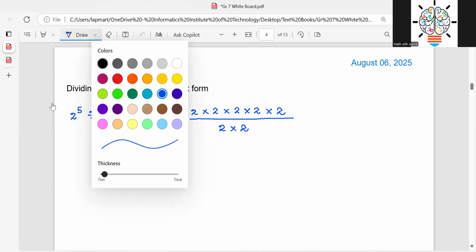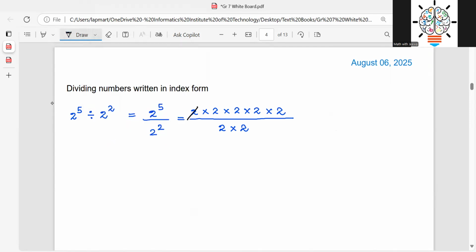Now what happens, children? You just see that you can settle these numbers which are in the numerator and the denominator. So then what will remain? What will be the remainder? 2 times 2 times 2 is the remainder. So then I can write 2 to the power of 3 and then I can write 8. Can you remember? So this is the answer in index form.